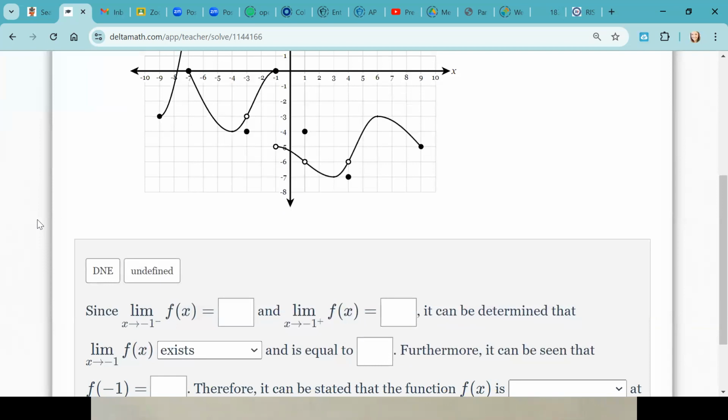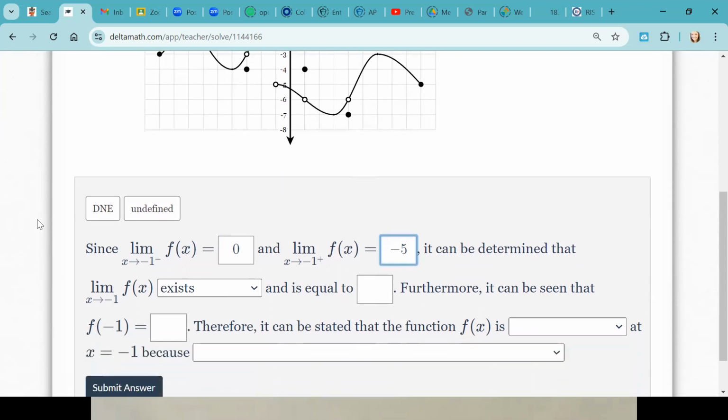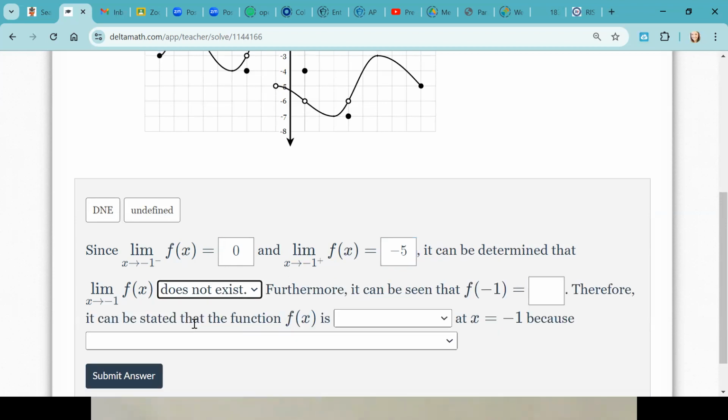What is the left side value? Right there. What number? It is 0. Very good. That's correct. Okay, what about the right side limit as I approach -1 from the right side? -5. Now, if those numbers come out different, what do I conclude about the limit as x approaches -1? It does not exist. Okay, and when I click this to does not exist, the what it's equal to goes away, because if it doesn't exist, it's not equal to anything.